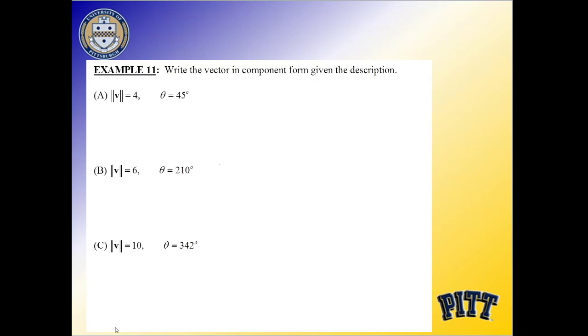Here they're giving us the magnitude and the direction of the vectors. They want us to write the vector in component form, which means the two numbers separated by a comma inside the vector brackets. So since it's giving us the magnitude being 4 and the direction being 45 degrees, you have to kind of think of what that means.